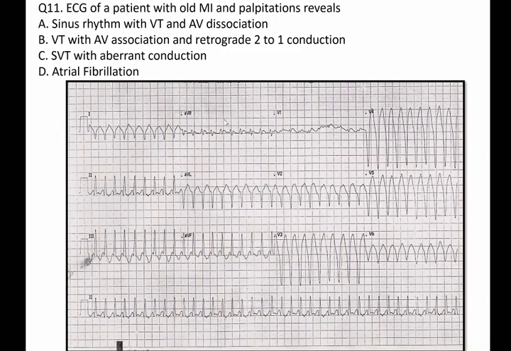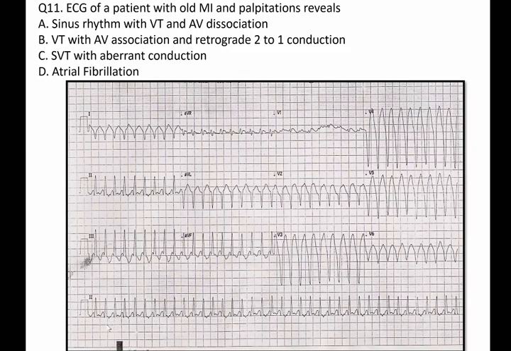The QRS morphology does not look like typical left bundle branch morphology. So SVT with aberrant conduction is ruled out. Now, whether it is sinus rhythm with VT and AV dissociation or VT with AV association, for that we need to look at the P waves. Lead 2 comes in handy here, though it is also seen in other leads.